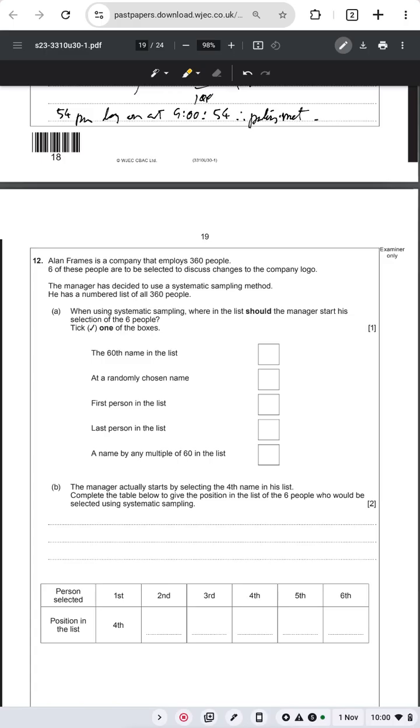So we've either got the 60th name on the list, a randomly chosen name on the list, first person on the list, last person in the list, a name that is a multiple of 60. So the answer is a randomly chosen name.